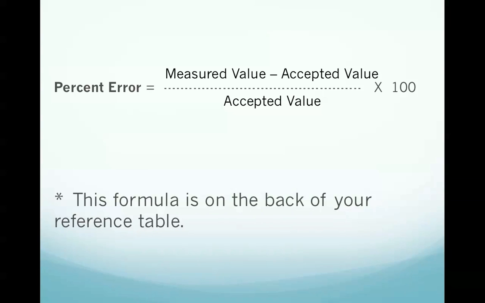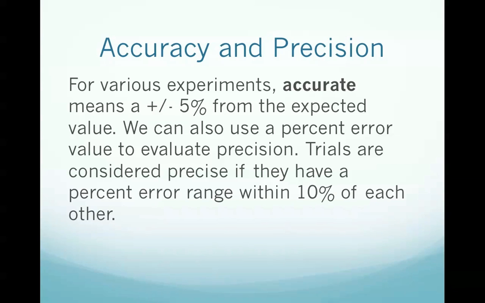This formula is on the back of your reference table. So I expect you, especially in the first quarter, to be looking it up, making sure you have everything placed where it needs to go. One little piece of information in terms of a percent error, and especially this pertains to any of the honor students, is that accurate is usually seen as having a 5% error from the expected value.